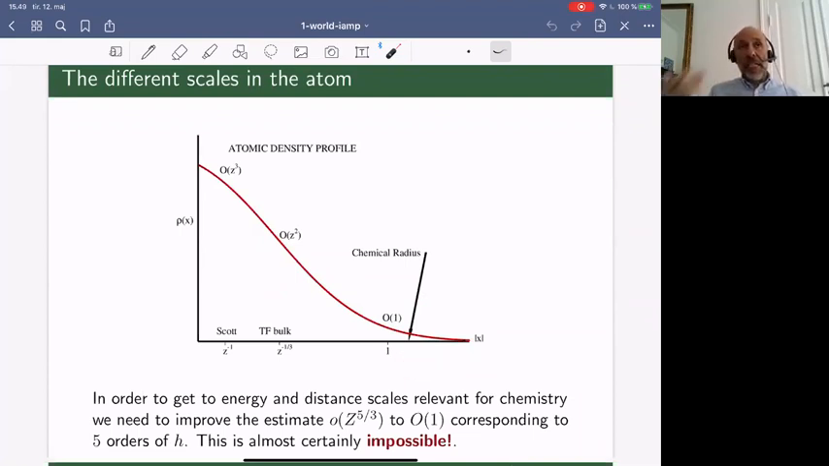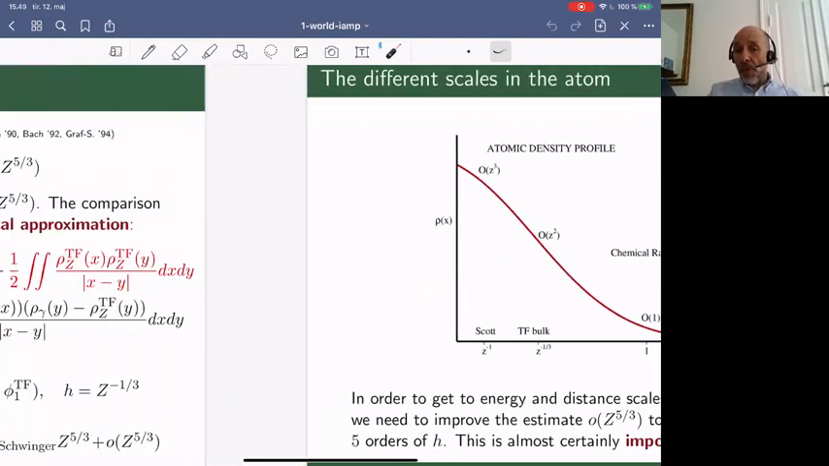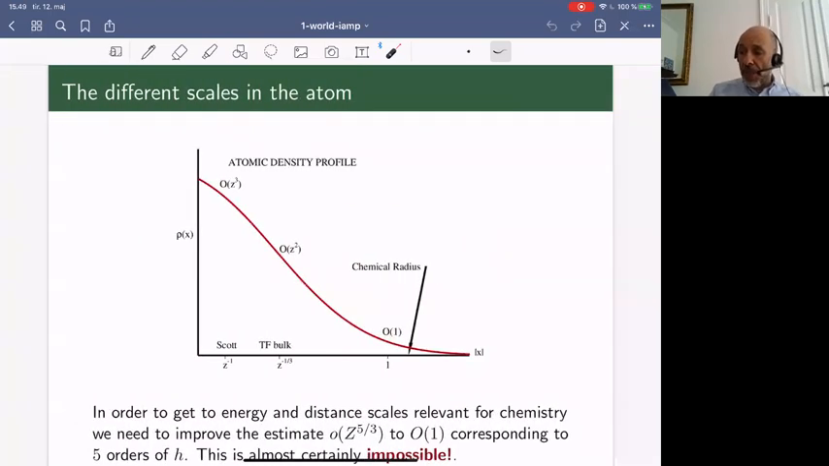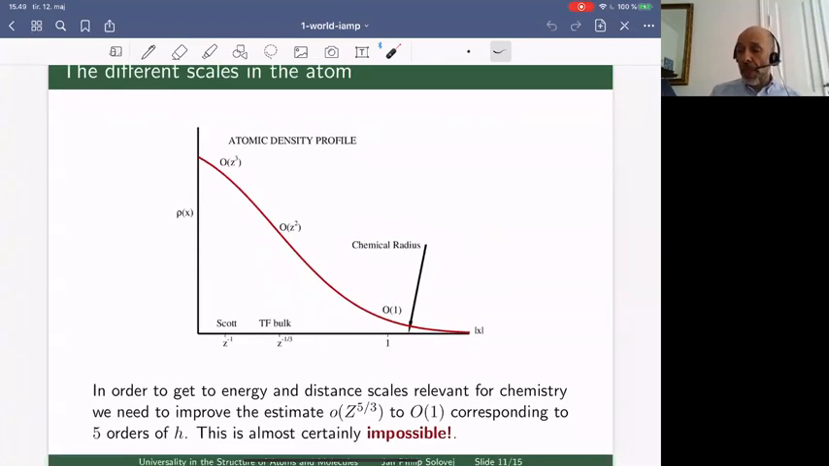And if you think of this expansion from before, if I just go back to here, the z 5/3, if we hope to continue this expansion down to understanding chemistry, which is happening here at order 1, right, I would need to improve the correction little o of z 5/3 to a big O of 1, which basically means I need to get 5 orders better in the semi-classical parameter.